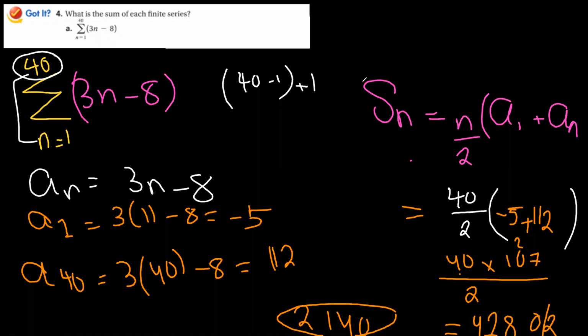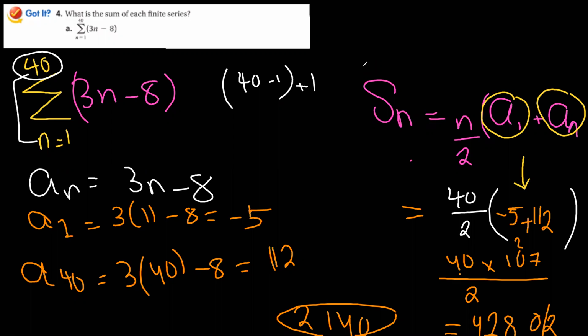Yes, teacher. Can you repeat how did you find a sub 1 again? Teacher, wait, like 40 times 107. If you multiply 4 times 7, 28. Okay, now I have to find a sub 1. As you know, Habiba, I need a sub 1 and a sub n. a sub 1 means the first term, and a sub n means the last term, or the lower limit and the upper limit.